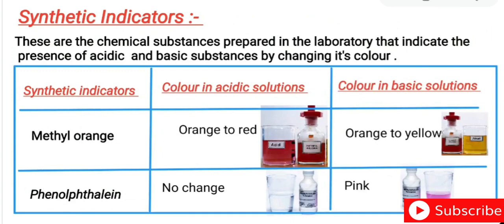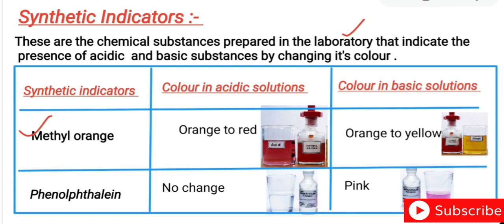Now let us discuss the synthetic indicators. As the name suggests, synthetic indicators are chemical substances prepared or synthesized in the laboratory, and they indicate the presence of acid and base by changing their color. Two types of synthetic indicators are in your syllabus. One is methyl orange, and the color of this indicator is orange. When we bring methyl orange in contact with the acidic solution, it turns from orange to red, and when we bring it in contact with the basic solution, it turns from orange to yellow.